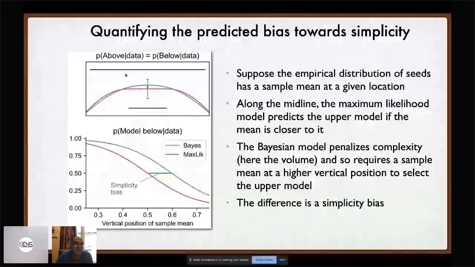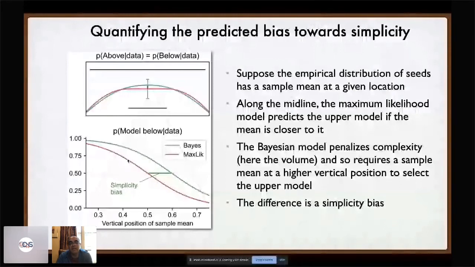Okay, so we can quantify that in the following way. I'm going to take this midline over here, and I'm going to ask, as the sample mean goes from down here all the way up to up here, which model should you select? If you write down the probability that you should pick the lower model given the data, the maximum likelihood model selection procedure goes through this curve. When the sample mean is at 0.5, halfway up, that's when the maximum likelihood model selection switches between saying that the lower model is more likely versus the upper model is more likely. Whereas the Bayesian model is shifted over to the right.